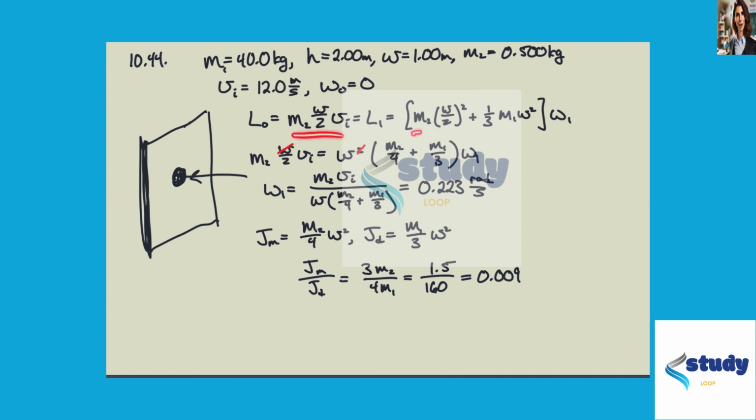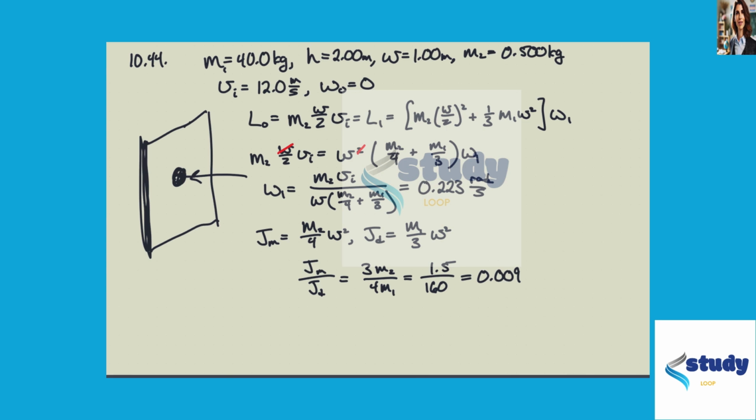Now, this equals this, so we can start canceling things out. We can see a w cancels out. And then we can solve for omega 1, which is what we want. Omega 1 equals m2 v initial divided by w times m2 over 4 plus m1 over 3. And plugging in all the numbers, we get 0.223 radians per second.